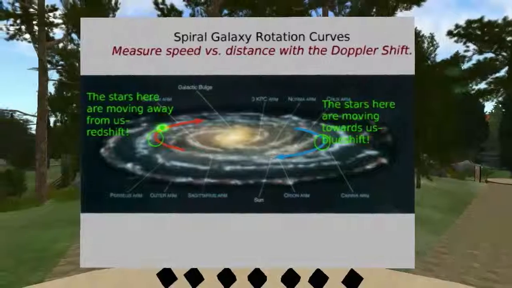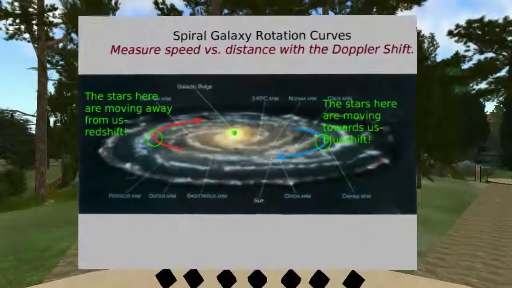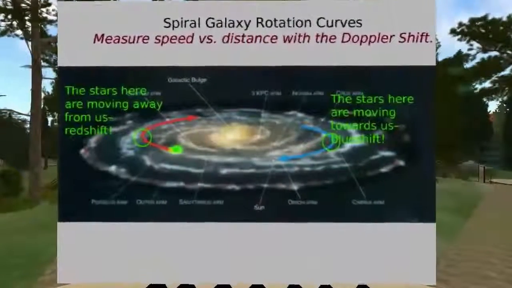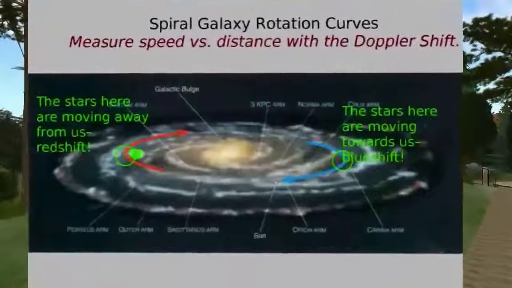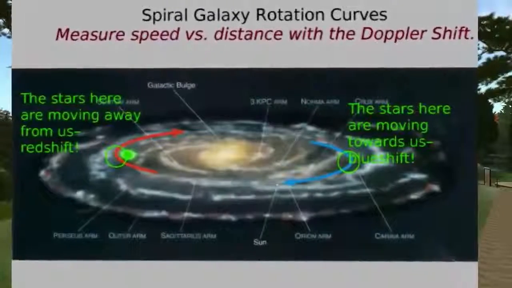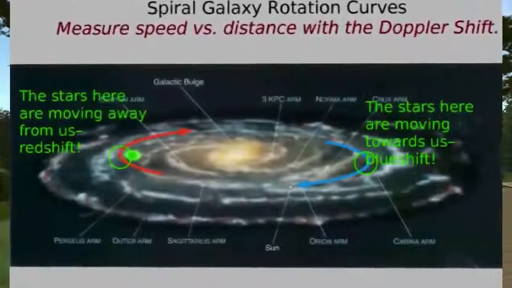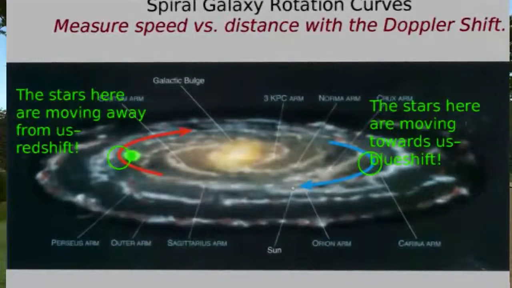This is a galaxy that's tilted, so we're kind of looking down on the top of it. So if it's going around this way, right here, the stars are moving partially away from us. And because they're moving away from us, we'll see a red shift. And over here, they're moving towards us. Because they're moving towards us, we'll see a blue shift.